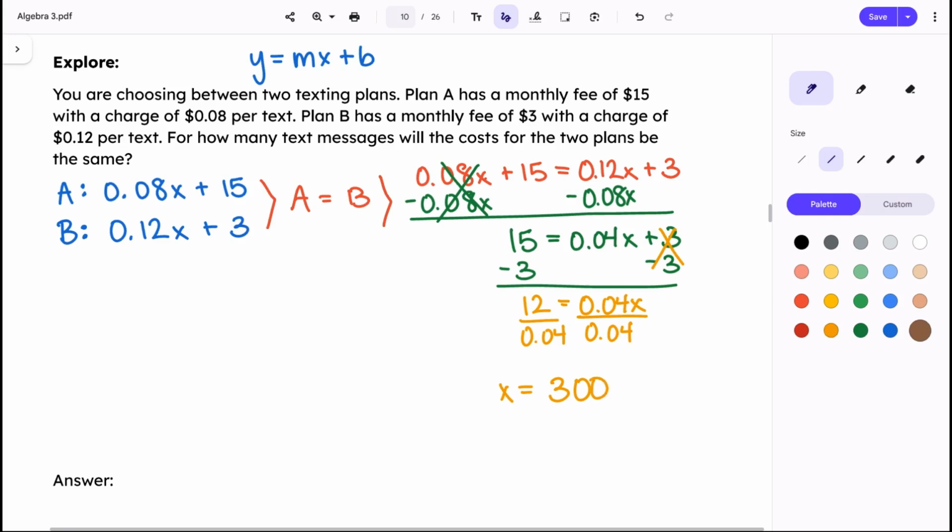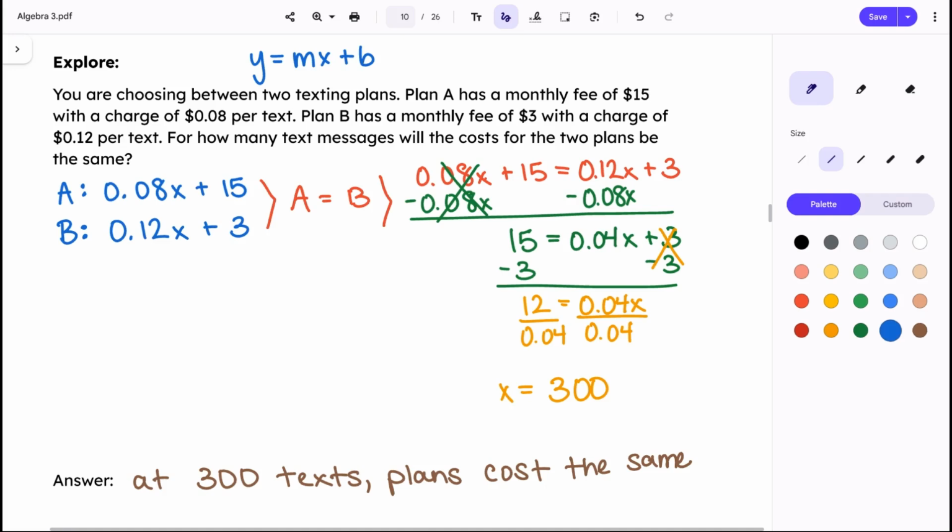So this would mean at 300 text messages, the plans would be the same, or the plans cost the same. Once you pass 300, or if you're below 300, then they start to change. One plan will be cheaper than the other, and then eventually when it goes over 300, they'll flip. The other plan then will become cheaper. All right.